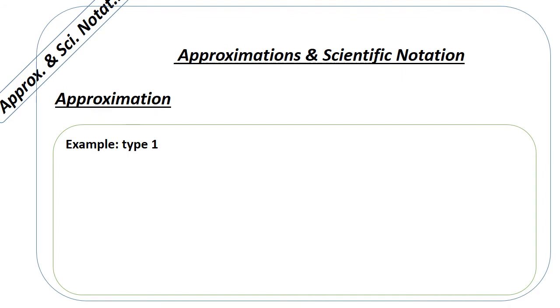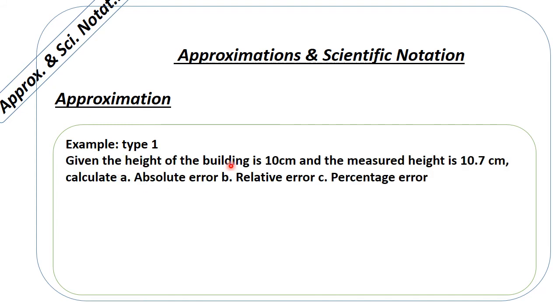Let's take a look at an example. When it comes to this kind of errors, there are two types of questions. The first ones are those where they give you the measured value and the true value. So, given the height of the building is 10 centimeters and the measured height is 10.7 centimeters, calculate first the absolute error, second the relative error, third the percentage error. They have given us the true value and the value that was measured.